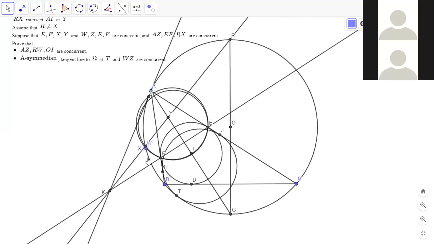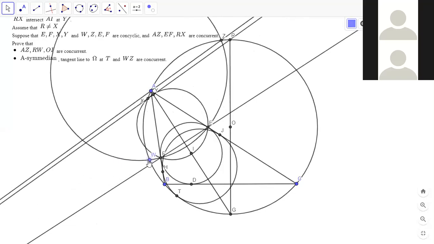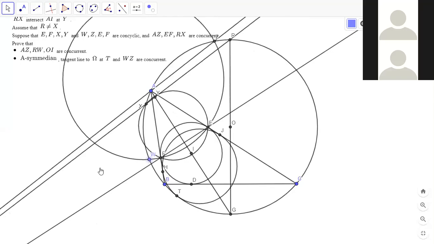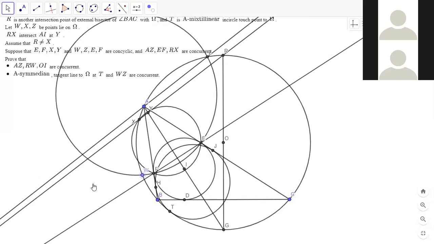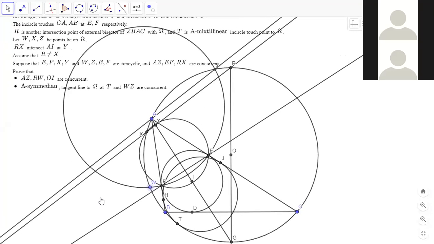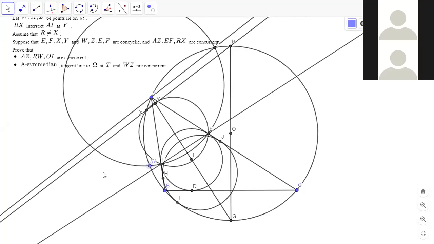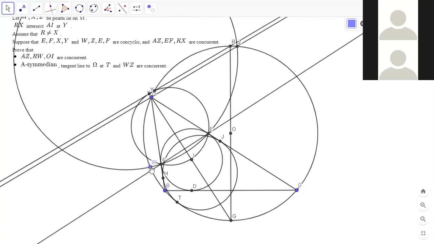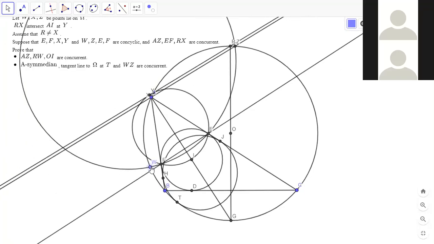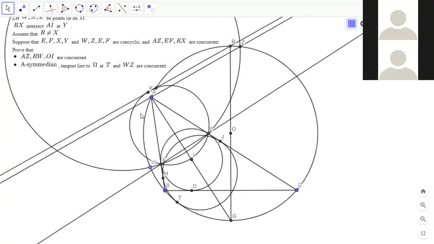So now does it look true? So AZ, RW, and OI. But yeah, it's weird. The problem doesn't look true. I mean, I'm pretty sure it is, but maybe the only way for this to be cyclic is if Y goes past A. So something like this.